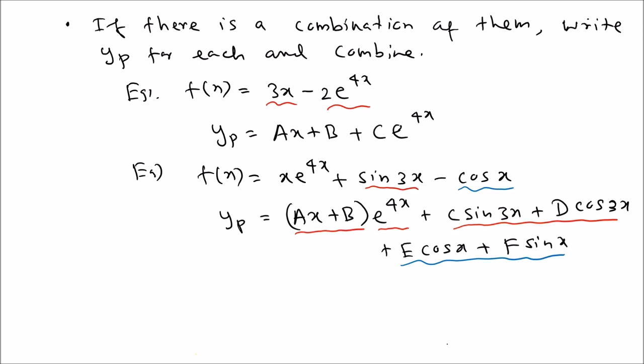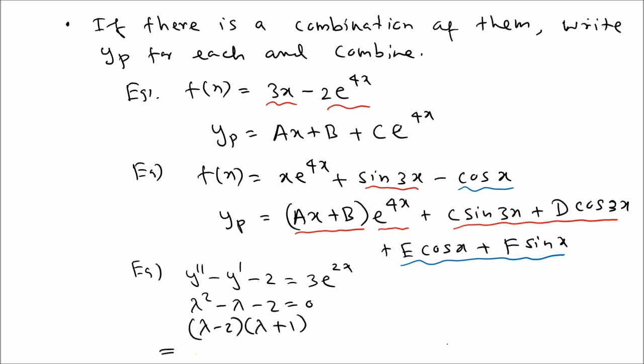Now the other one that we just discussed before. Let's say you have a differential equation like this: y double prime minus y prime minus 2y equals 3e^(2x). If you want to write the form for yp, it's always a good idea to look at the characteristic equation first. The characteristic equation is lambda squared minus lambda minus 2 equals 0. The factors are lambda minus 2 and lambda plus 1. So this says that lambda equals 2 and minus 1. You notice that this exactly matches with that. So in that case, your yp has to include an extra x. So it is a x e^(2x).